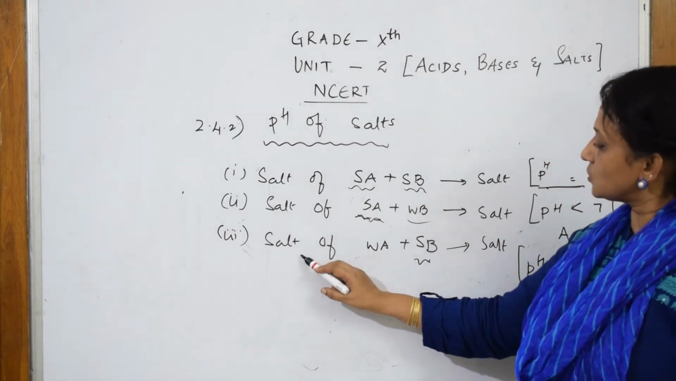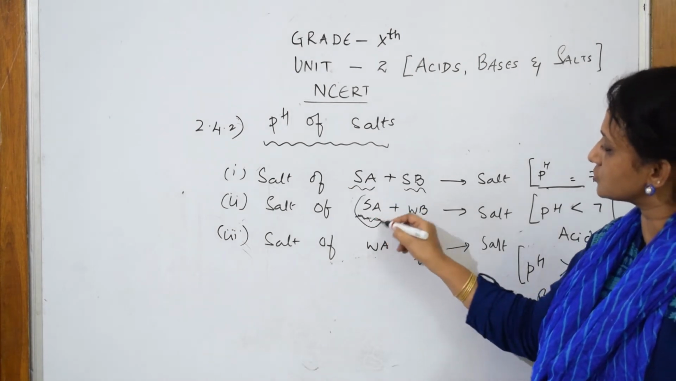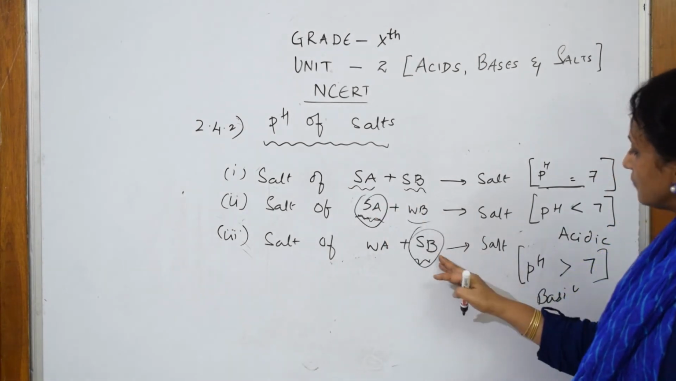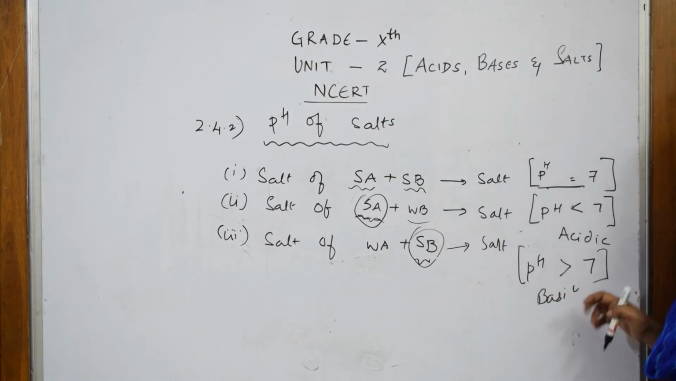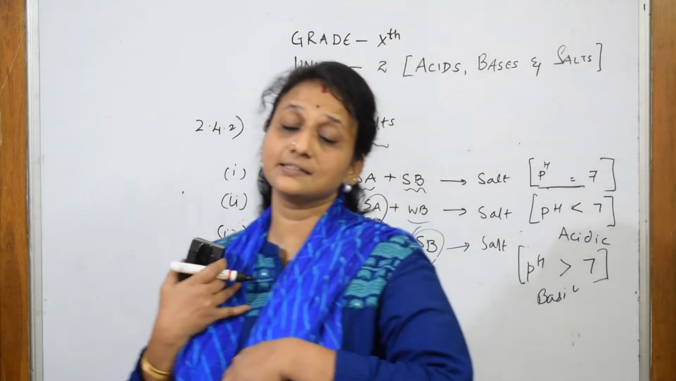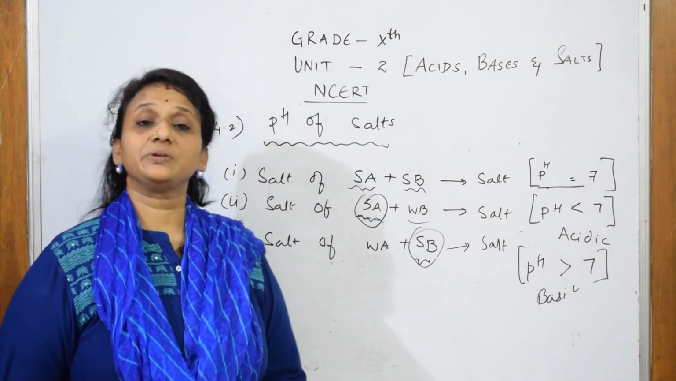Now, if I take a salt of weak acid and strong base, you have to see which is strong. This is strong. So obviously, because the base has pH more than 7, it will pull the pH beyond 7, and hence the solutions are basic in nature. So this is your concept of pH of salts.